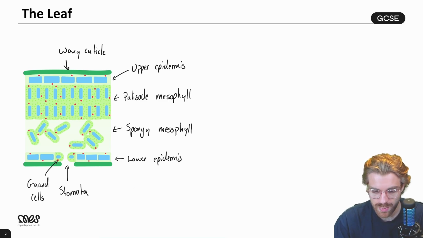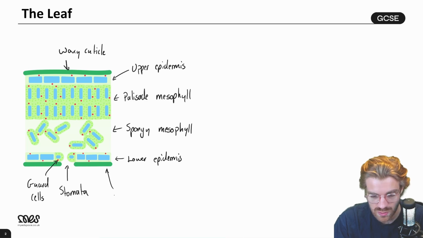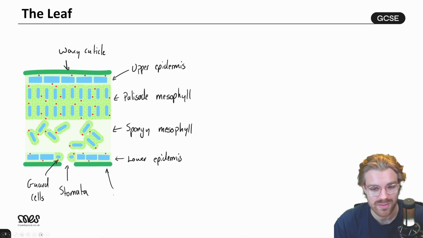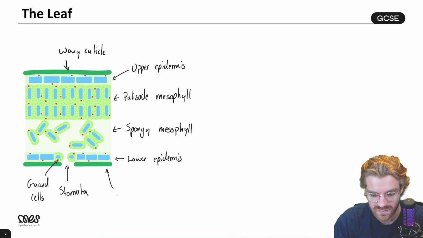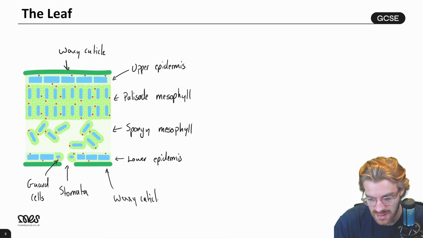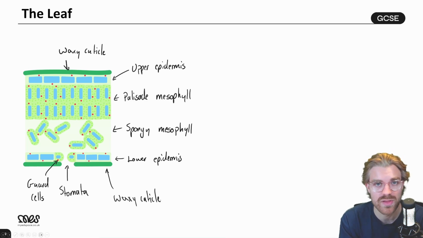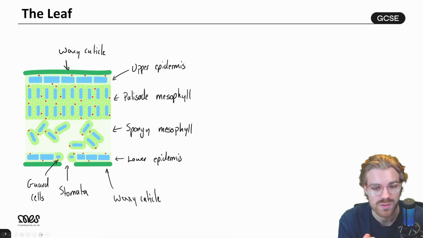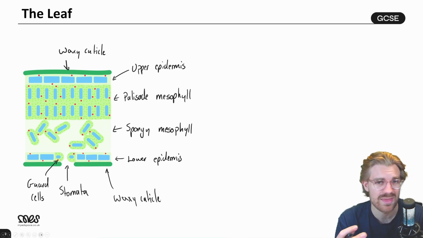We can see at the very bottom of the leaf, we also have a waxy cuticle here, but it is slightly thinner than the waxy cuticle at the top of the leaf. And that's just because the top of the leaf is going to be exposed to more sunlight, the top of the leaf is going to be hotter, and therefore we would see more evaporation from the top of the leaf. So we need a thicker waxy cuticle to prevent that water loss.